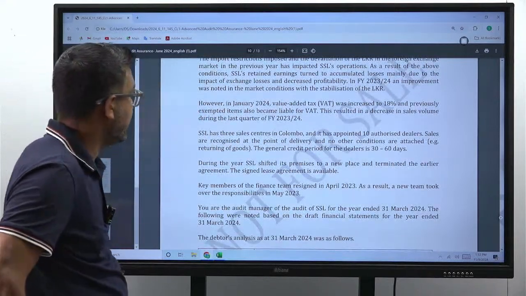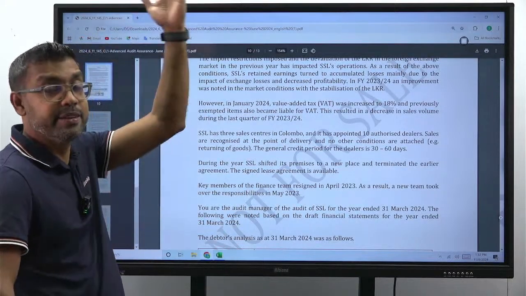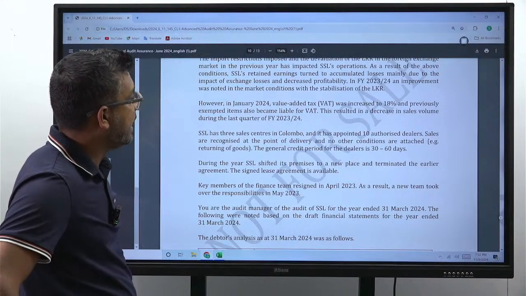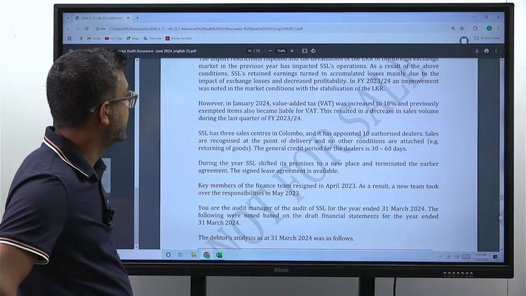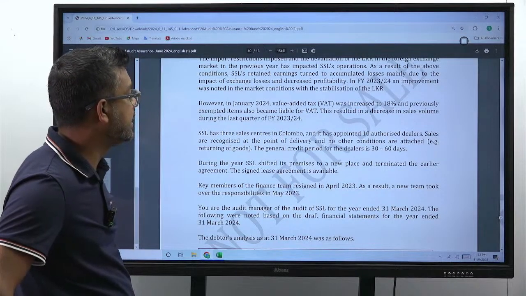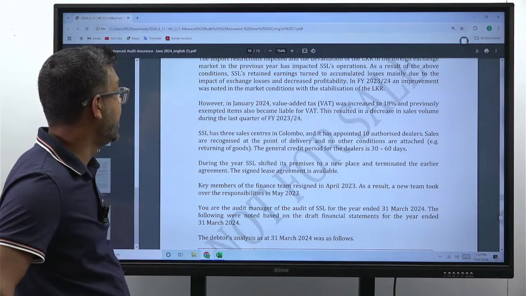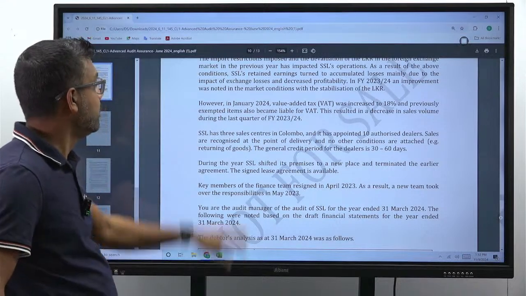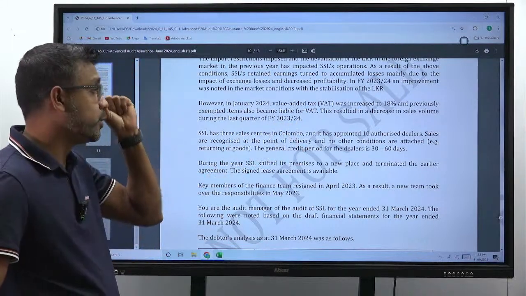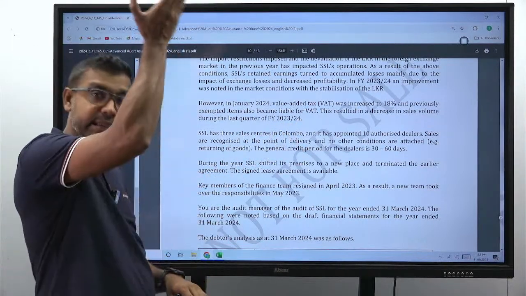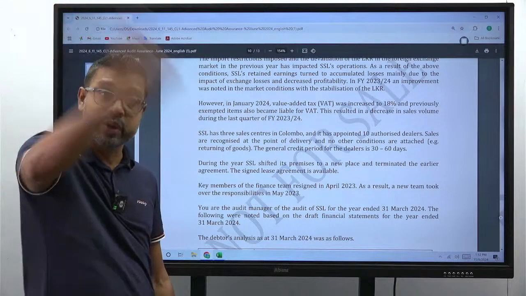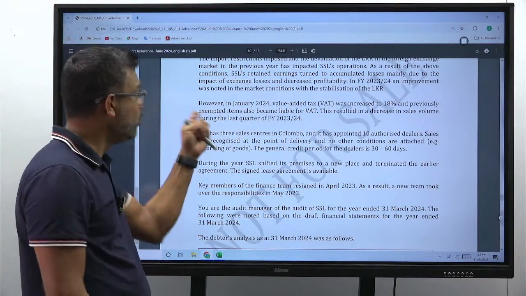Second point, I'm explaining the answer as well because the intention is to identify 6 material misstatements. However, in 2024, value added tax was increased to 18% and the previously exempted items also became liable for VAT. This resulted in a decrease in sales volume during the last quarter of 2023/2024. Because January 2024 means the starting date of the last quarter of the 2023/2024 financial year. Now the VAT rate has increased, which will result in a decrease in revenue, and previously exempted items are also now liable for VAT. Now what is the risk?